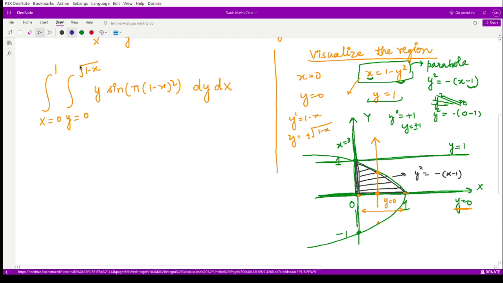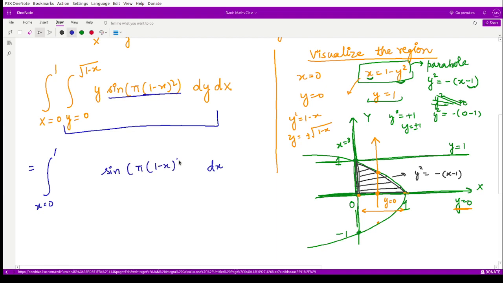So now let us try and solve this portion. Firstly we'll perform the integration with respect to y. That means these terms would remain as such, and moreover it does not contain y, so this term would also come as such. So what we are left with here is y. The integration of y with respect to y is y square by 2, and we have the limits of y varying from 0 to square root of 1 minus x.